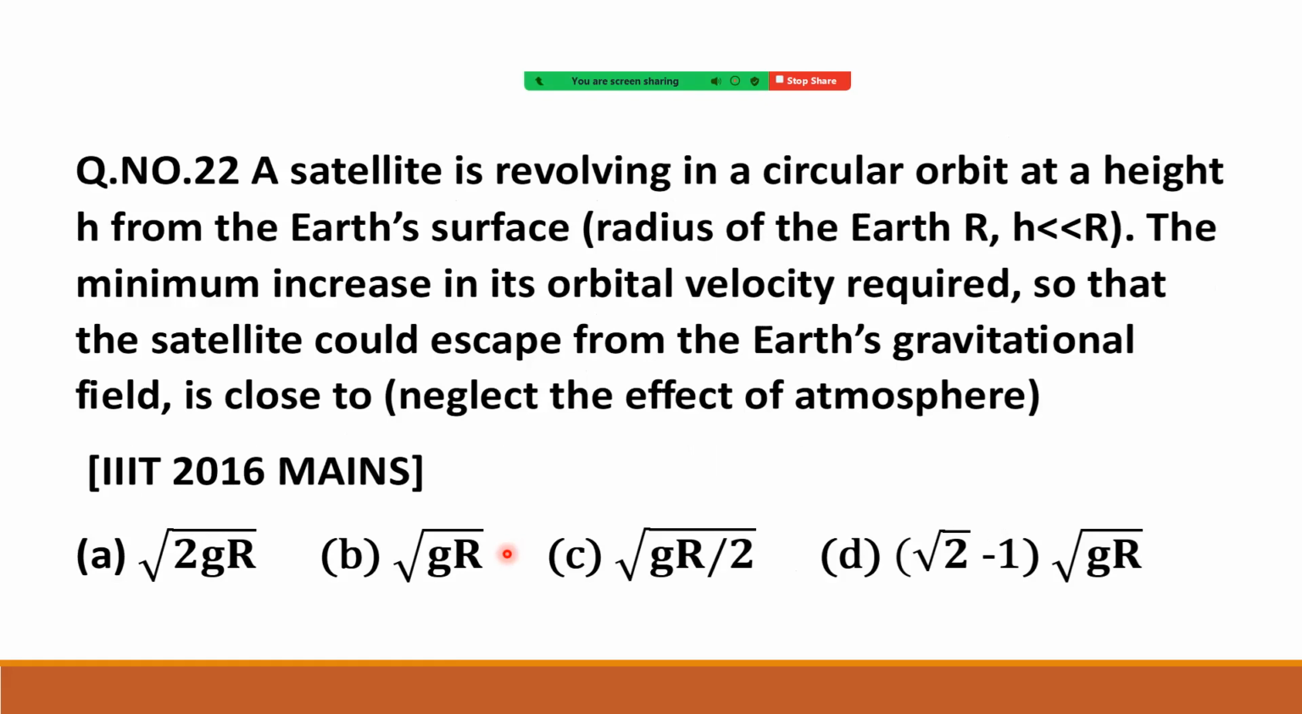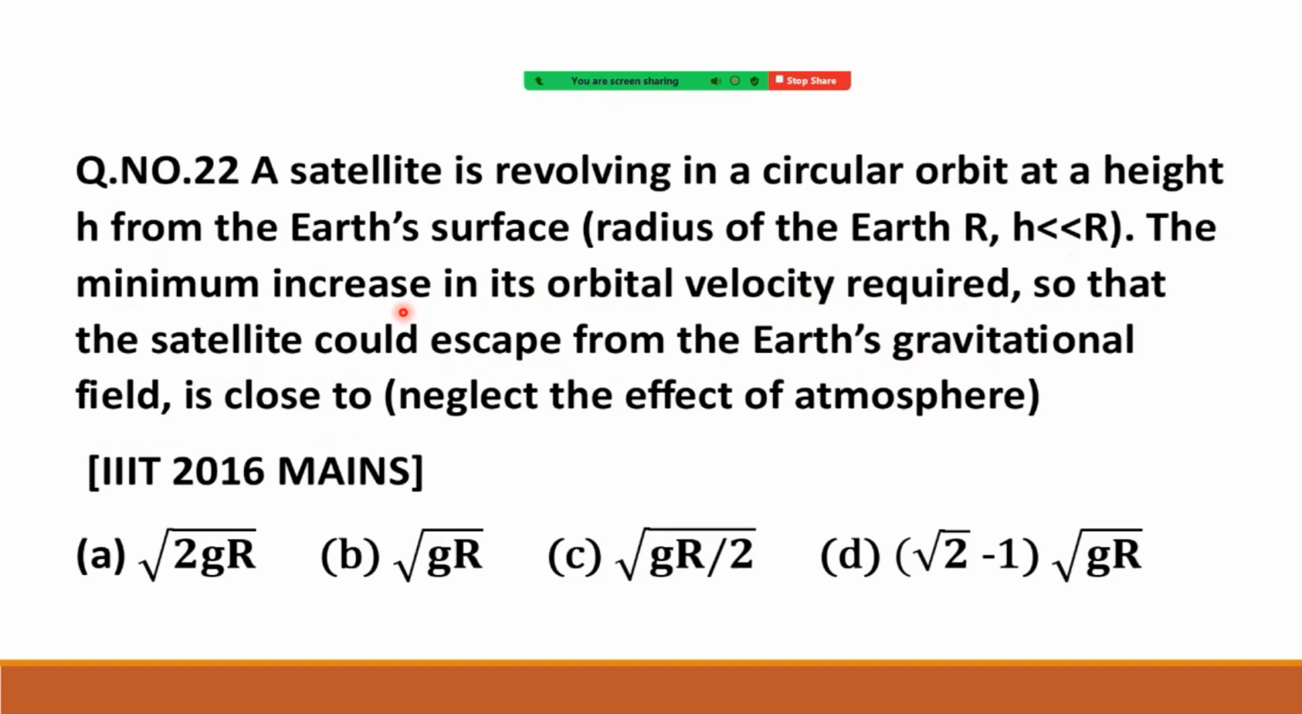Let's see the next one. This question is also from 2016 Mains. See what is given. A satellite is revolving in a circular orbit at a height h from Earth's surface, where h is very small compared to R. The minimum increase in its orbital velocity required so that the satellite could escape from Earth's gravitational field is close to. So this is a very direct, simple one.